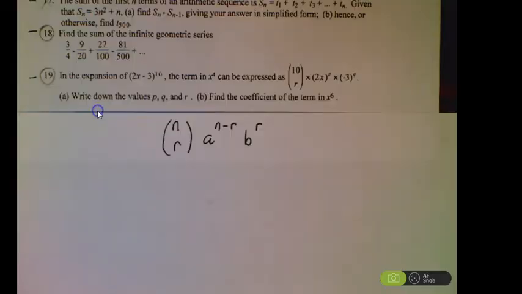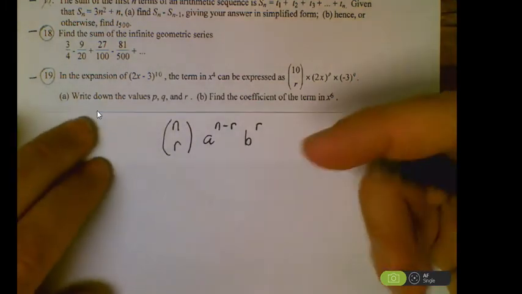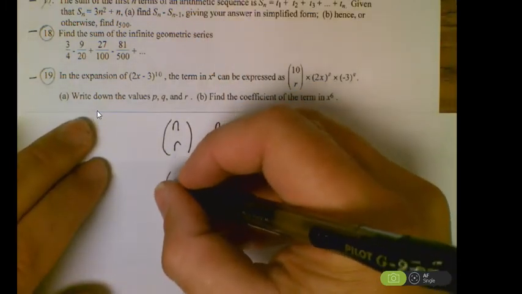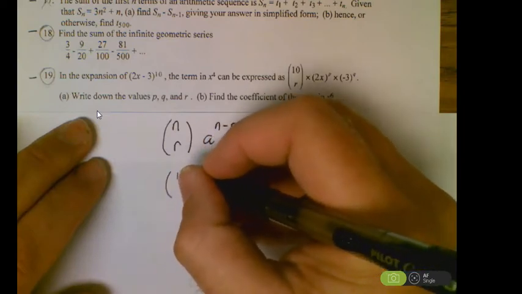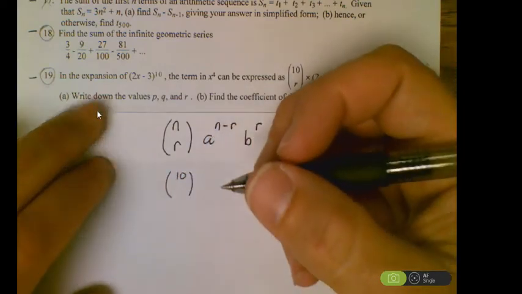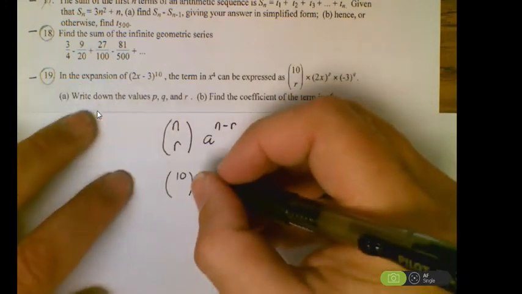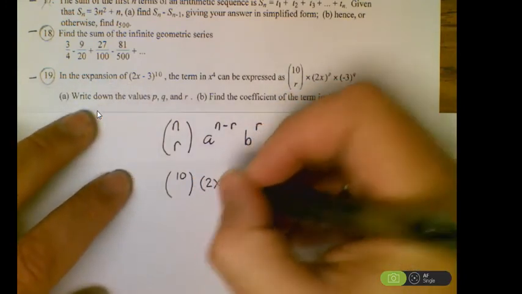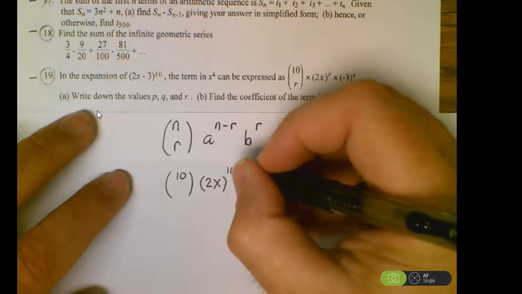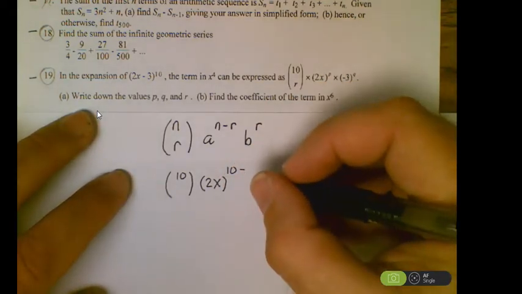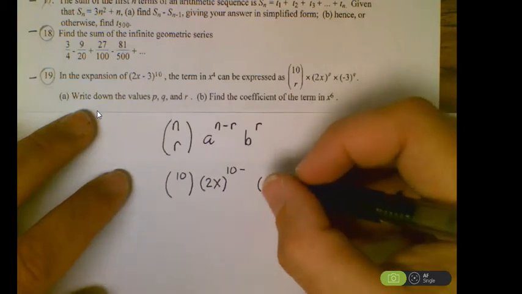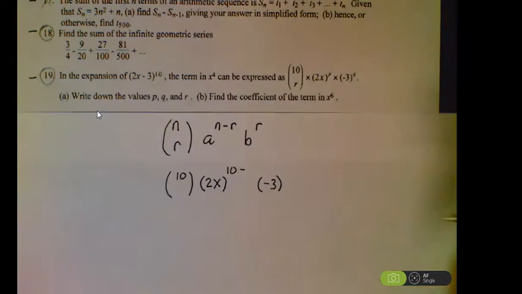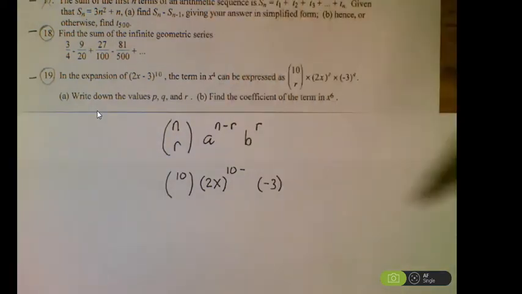So going back to what we have in our expansion, we know that we have a 10th power, so this is going to be 10 choose something. We just got to figure out that r value. The a value is 2x to the n minus r. So again, just got to figure out that r term. And then you got your b term, which is -3 to the r. So we just got to figure out what r is so that we can get all the numbers in the right places.